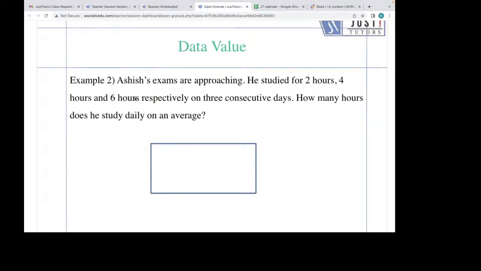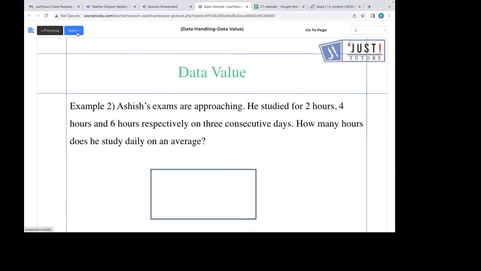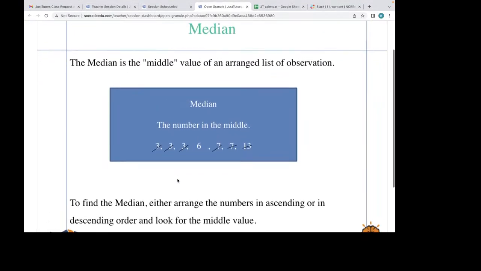So Ashish ने average 4 घंटे पढ़ा है. Okay, so this can be the central value of this data. Alright, I hope this is clear to everyone. Now let's move on to the next type.